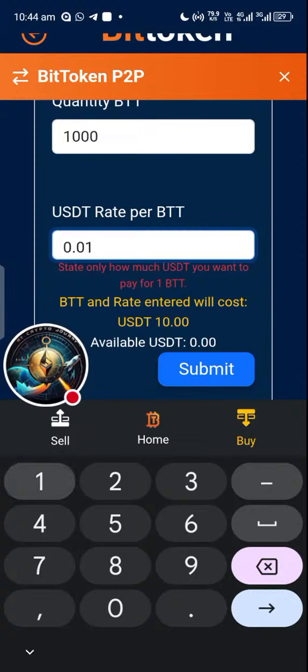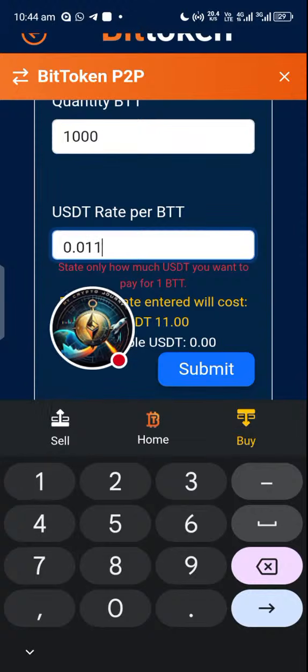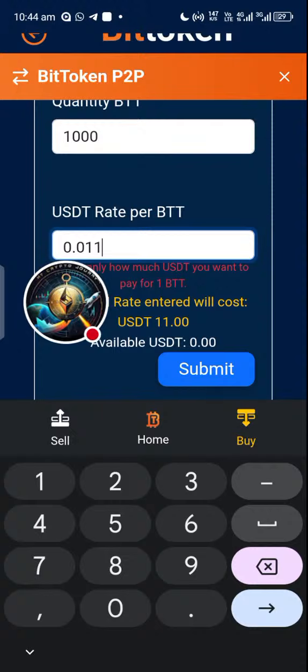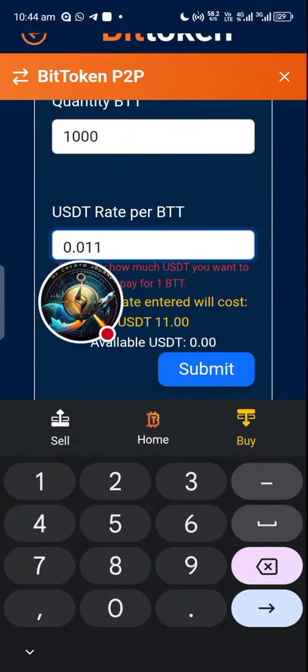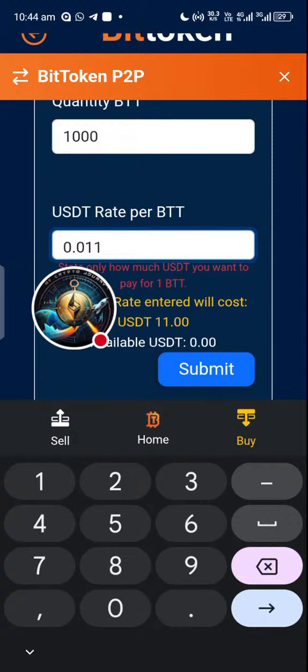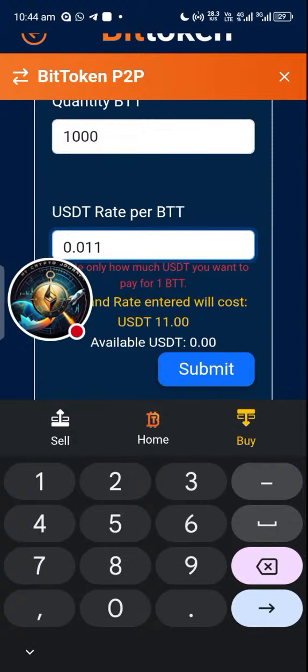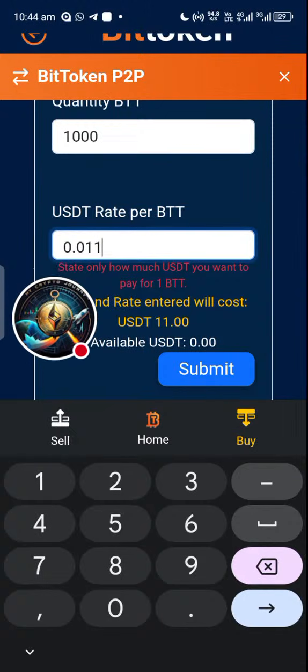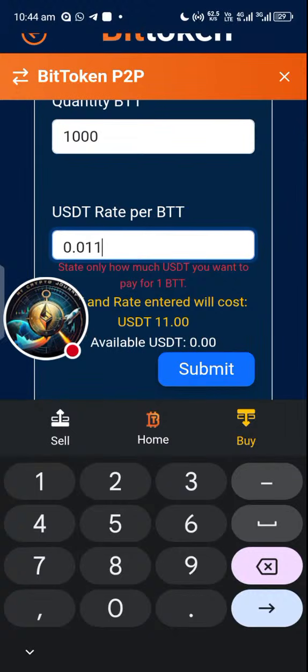So if you put one behind, but before you proceed to fill the rate, because if you fill a rate that is not on the market, you will wait for eternity, and no seller will sell at those low rates that you are expecting. You understand? So you must check the rates before you proceed.